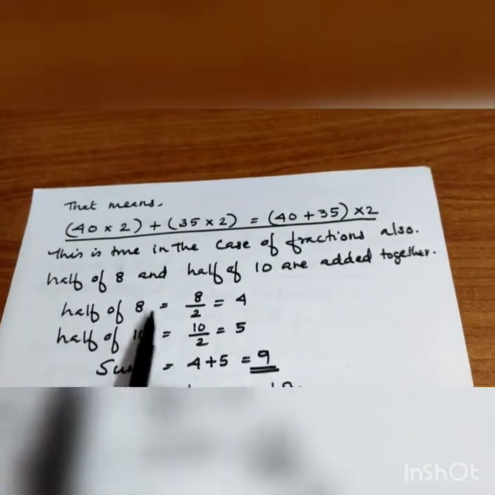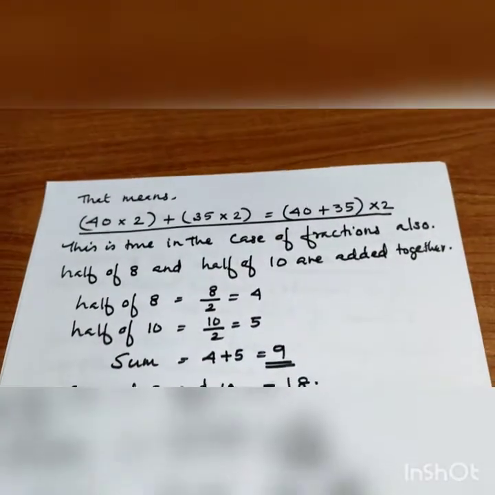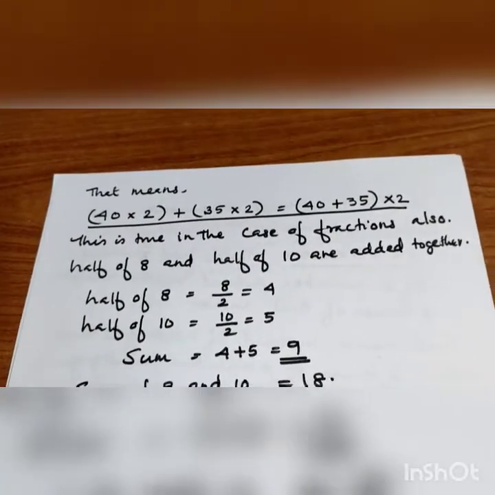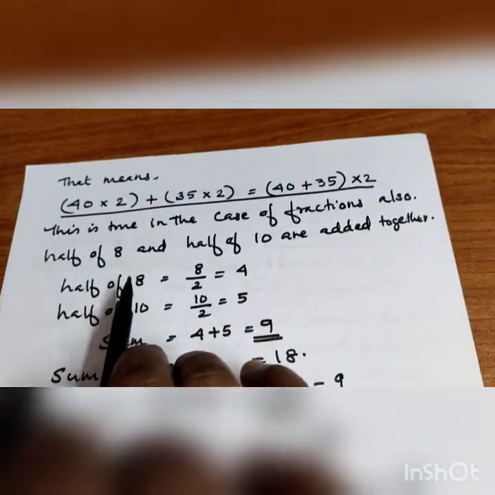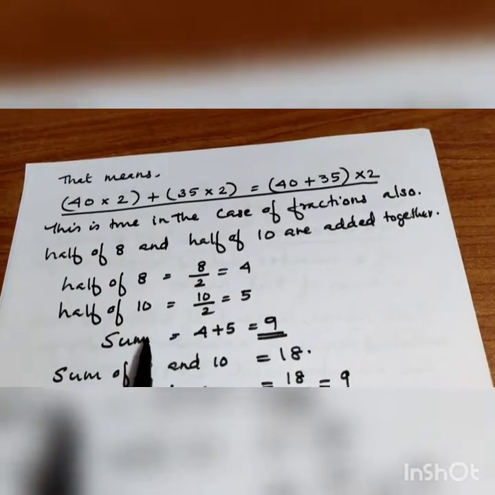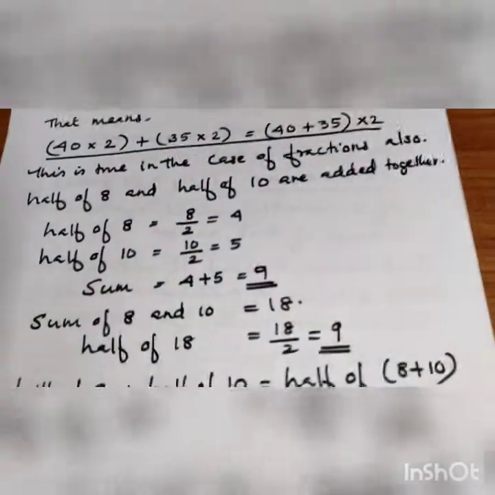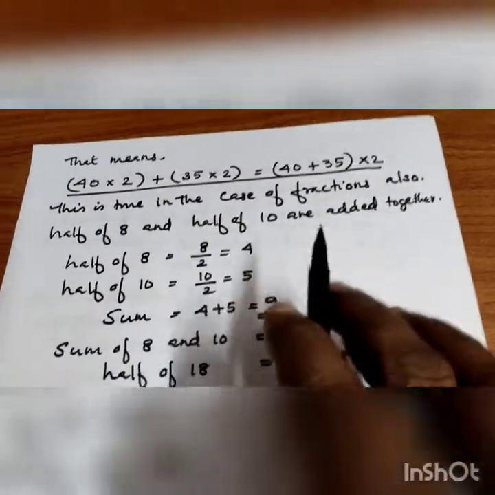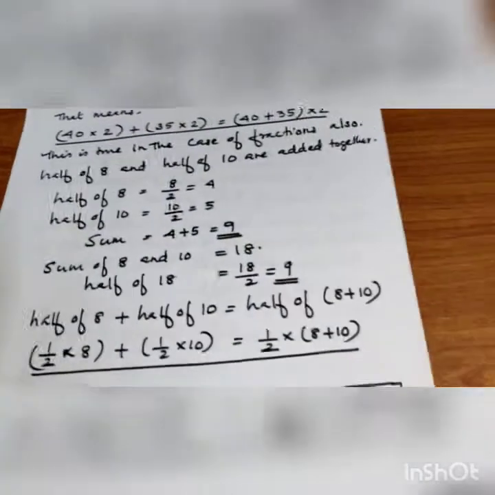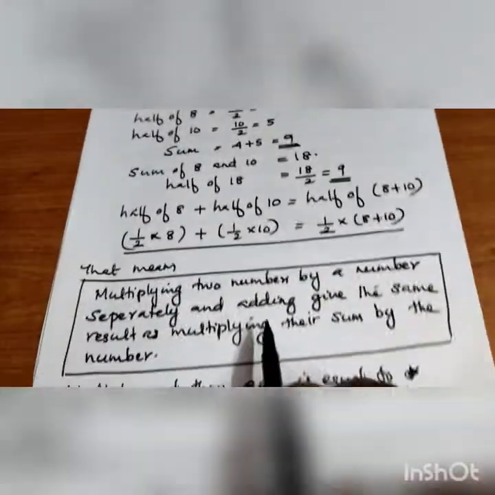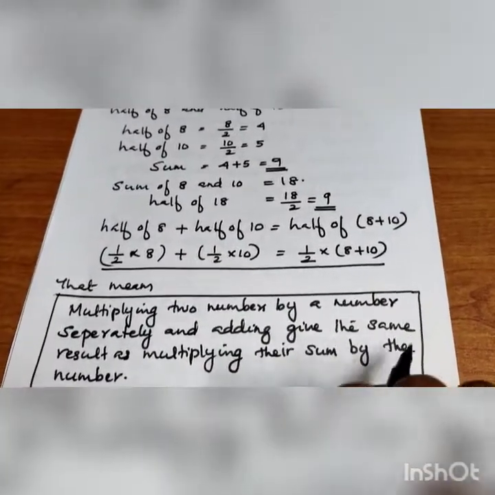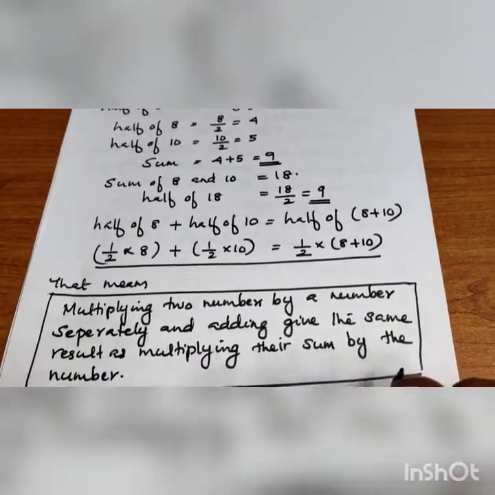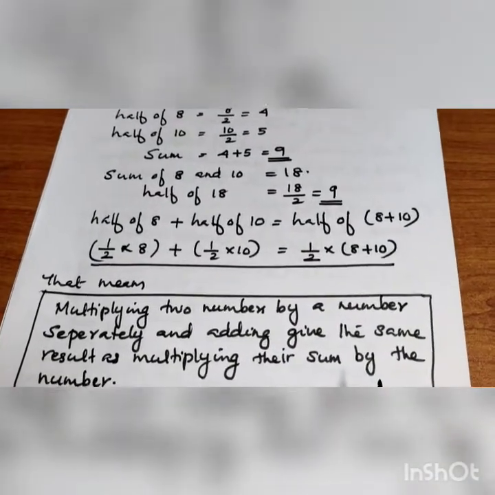For example, half of 8 and half of 10 are added together. Half of 8 is 4. Half of 10 is 5. Their sum is 9, 4 plus 5. Then 8 plus 10 is 18. Half of 18 is also 9. Therefore, instead of adding half of 8 and half of 10, add half of 10 plus 8, that is 9. That means multiplying two numbers by a number separately and adding gives the same result as multiplying the sum by the number.